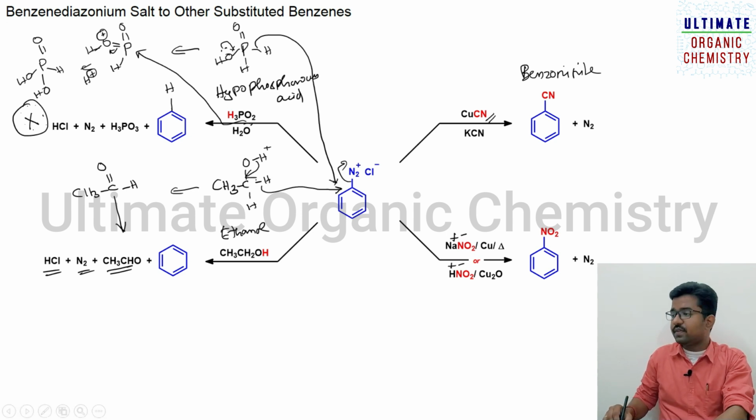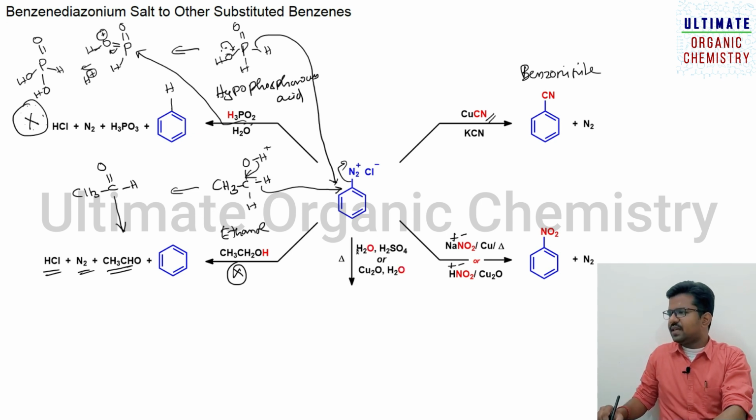This is also one of the important reactions. Please remember, benzene diazonium chloride to benzene can be converted by two pathways. The first one is the treatment with hypophosphorus acid. The second one is with ethanol as a reagent. Right. We have another example where you can treat with water and dilute sulfuric acid, or water. If you heat it, it will lead to the formation of phenol.